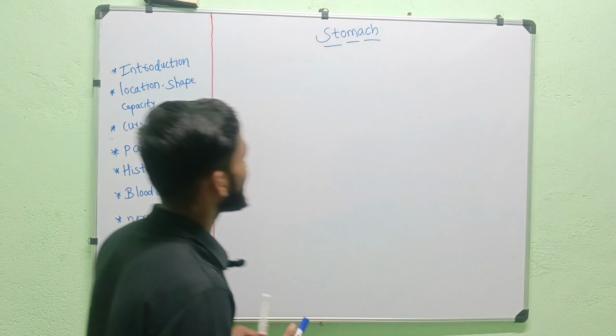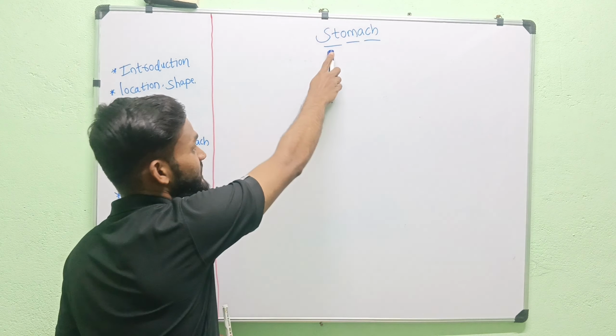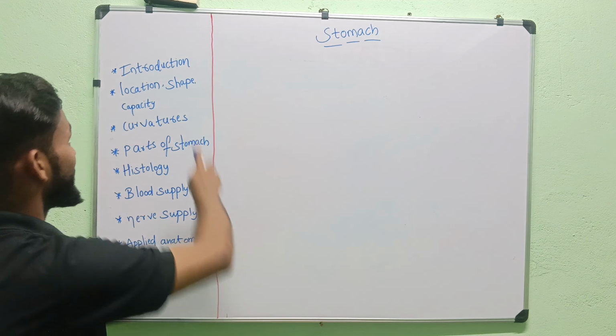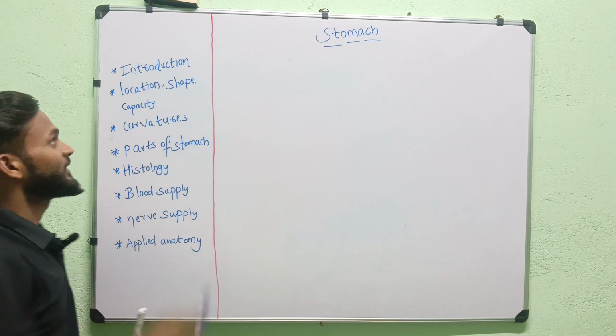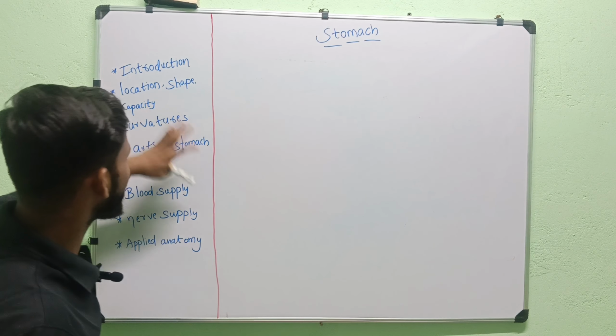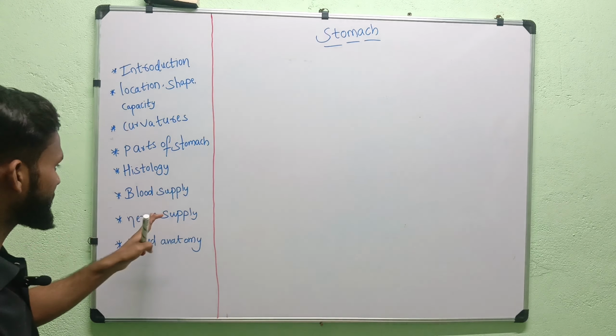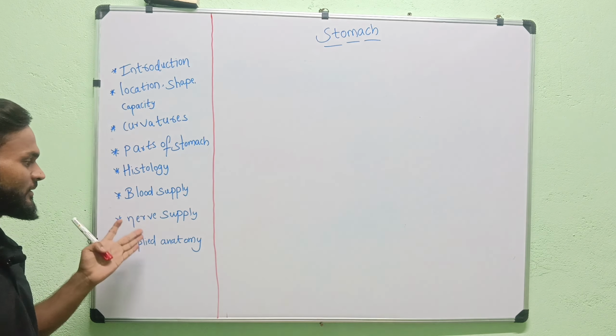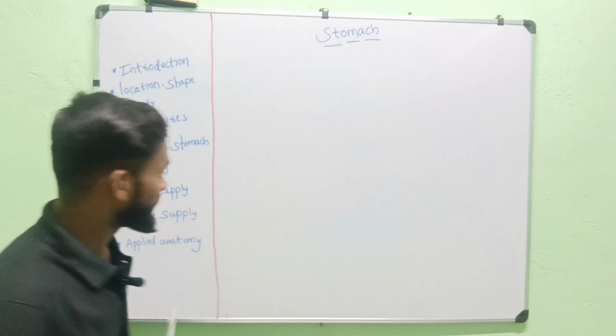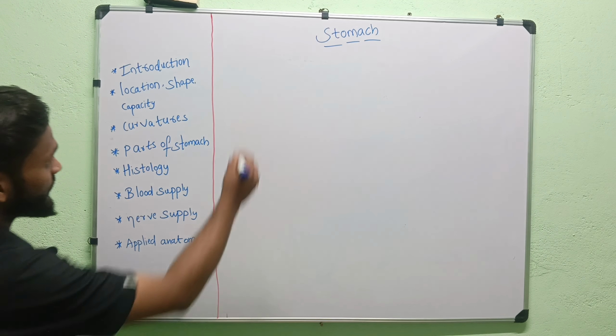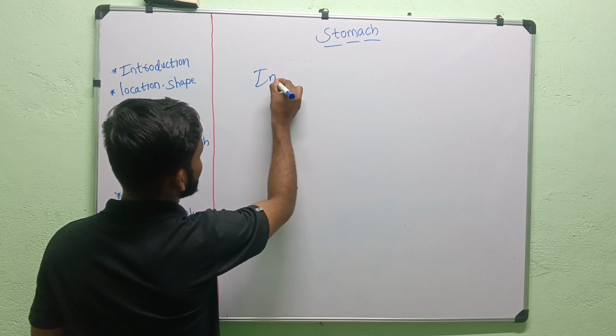In this class we are going to discuss in detail about the stomach. We are going to discuss the introduction of the stomach, then location, shape and capacity, curvature and parts of your stomach, then histology of your stomach, also blood supply, then nerve supply and applied anatomy. So let's start the class with the introduction of your stomach.